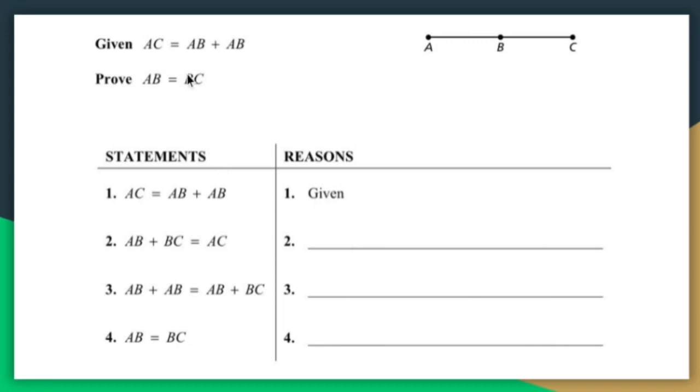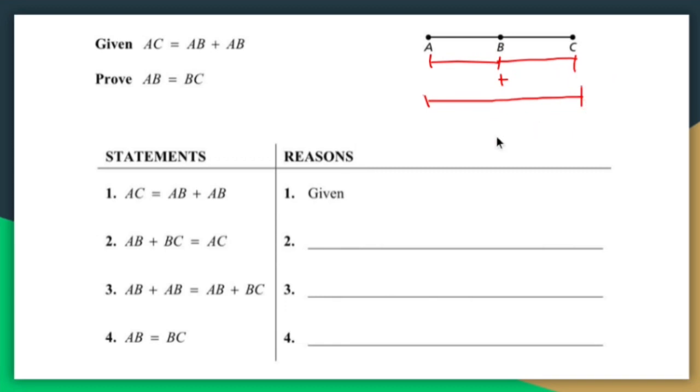Step two says AB plus BC equals AC. Now, I have to look at this information and ask, where did I get that? Did I get that from up here? No, I didn't. Let's look at my picture. AB, there's AB. BC, there's BC. And yeah, it would make sense that if I added those together, I would get AC, which is the whole thing.